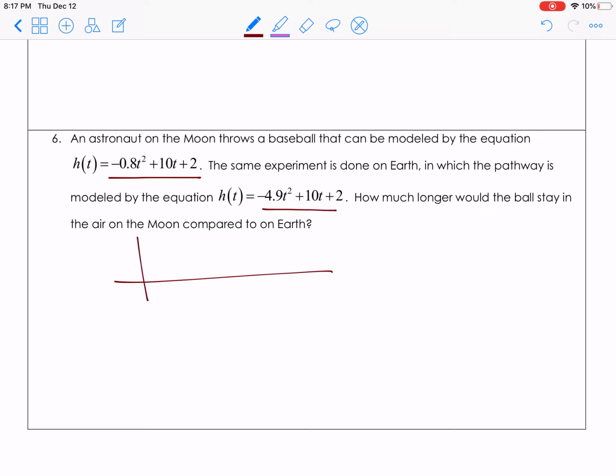Remember that how long the ball is in the air sort of models this situation. We're trying to find that spot. Okay, so the quadratic formula would be a good one here. We want the positive solution. Once you get both solutions, then we want to know how much longer one would be than the other. So you're going to take the big number minus the little number, right? And that will tell us how much longer it was on the moon. Okay, good luck.